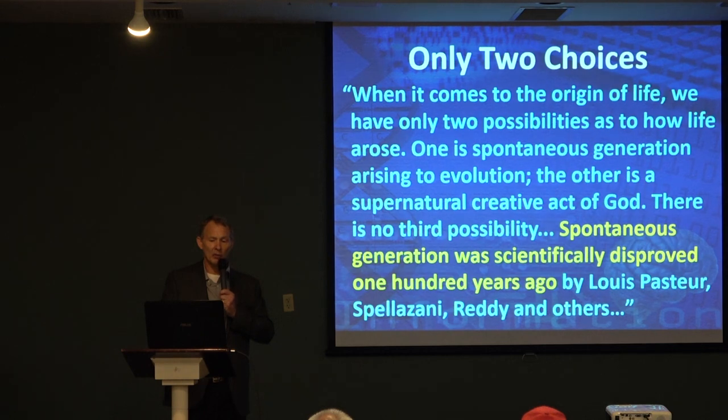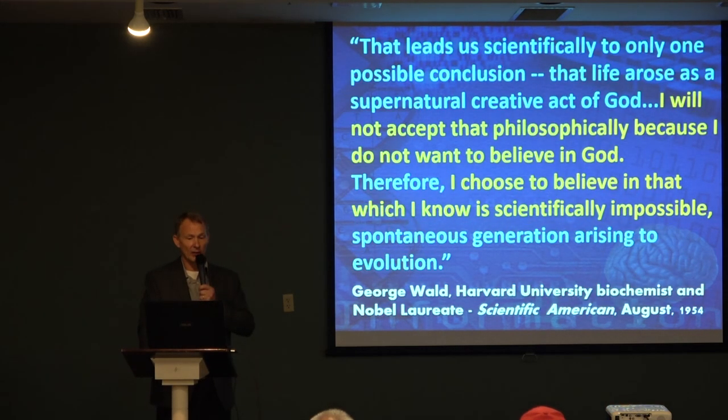He goes on to say, when it comes to the origin of life, we have only two possibilities of how life arose. One is spontaneous generation arising to evolution. The other is a supernatural creative act of God. There is no third possibility. Spontaneous generation was scientifically disproved 100 years ago by Louis Pasteur, Spallanzani, Redi, and others. That leads us scientifically to only one possible conclusion, that life arose as a supernatural creative act of God. I will not accept that philosophically because I do not want to believe in God. Therefore, I choose to believe in that which I know is scientifically impossible, spontaneous generation arising to evolution.